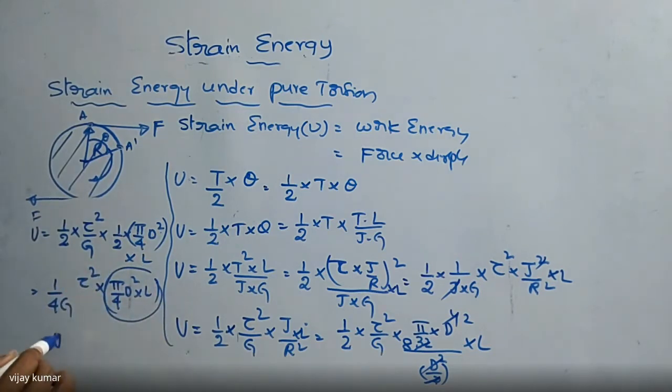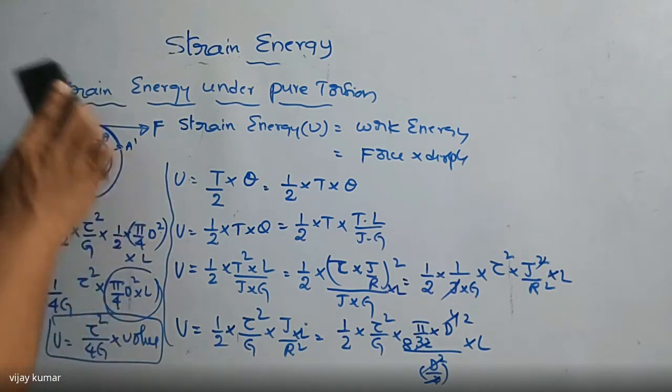So I'm writing strain energy in pure torsion is equal to tau square divided by 4 times G into volume. So this is the formula for strain energy under pure torsion. Very simply, we can remember this formula. As the same, we can find the formula for pure shear also. What is the value for pure shear? After that, I'll give the formula for bending also.